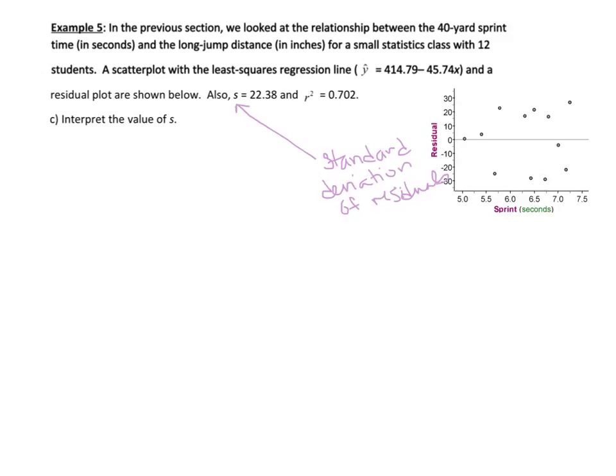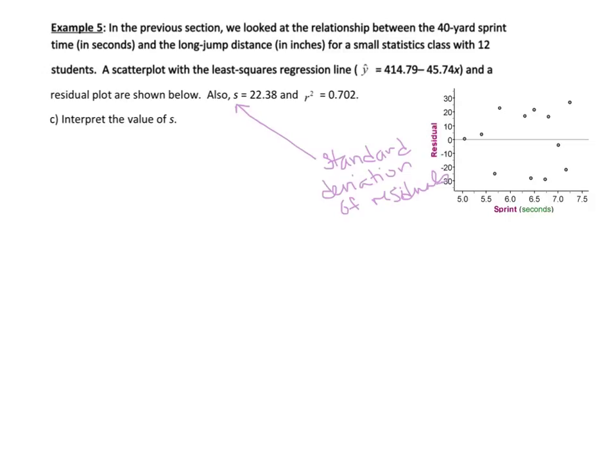So if you have a standard deviation of 22.38, what this means is that our values are typically going to be within 22.38 of the predicted values. So our residuals are typically going to be around 22.38.